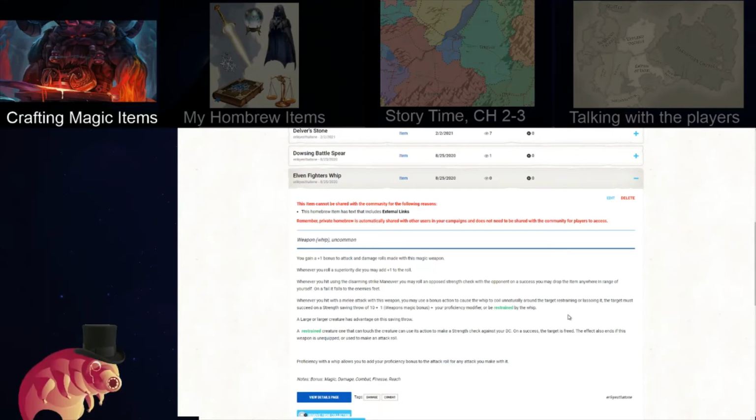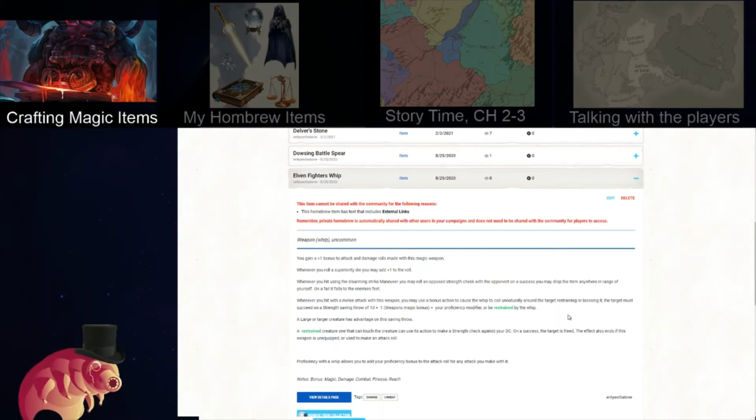Whenever you roll a superiority die, you may add a +1 to the roll. Whenever you hit using a disarming strike maneuver, you may roll an opposed strength check with the opponent. On a success, you may drop the item anywhere in range of yourself. On a fail, it falls to the enemy's feet.